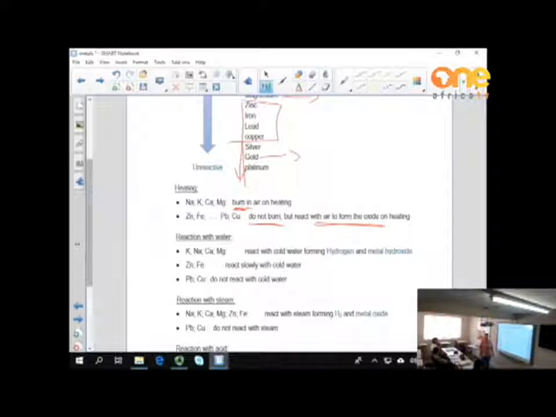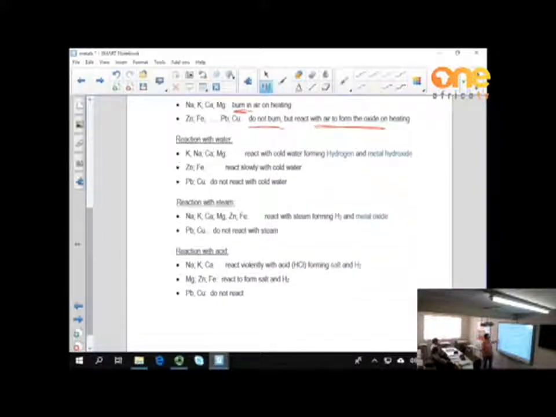Zinc oxide has a whitish color. Iron oxide is a reddish brown. Lead oxide, I think, is also white. And copper oxide is blue-green in color.